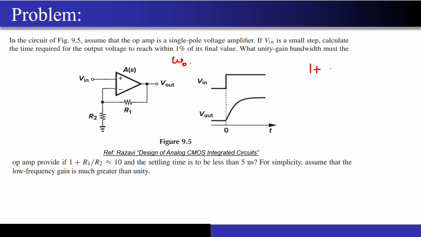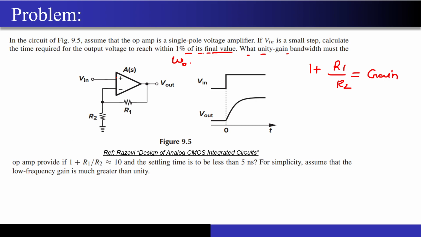So what will be the gain in the ideal case? 1 plus R1 by R2, correct? So that should be the gain of the amplifier in the ideal case. But will we get that? We won't get that because A of S is not infinity over here, right? So now let's check the question they have given. A small step has been given at the input. Calculate the time required for the output voltage to reach within 1% of its final value.